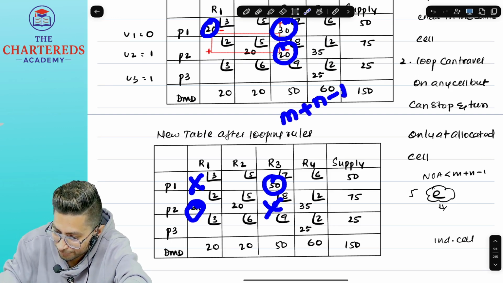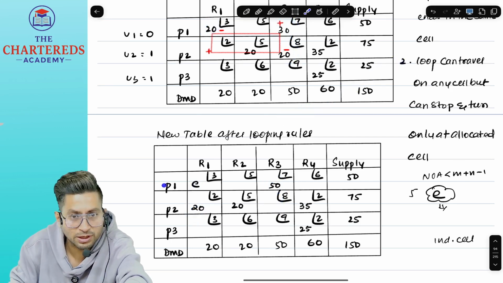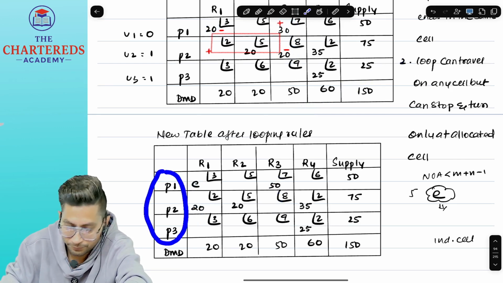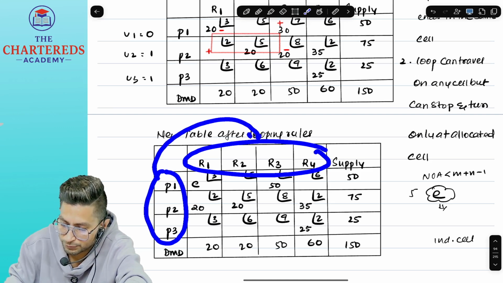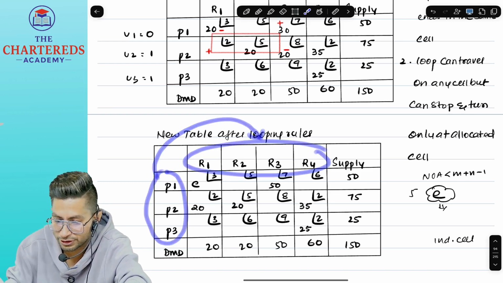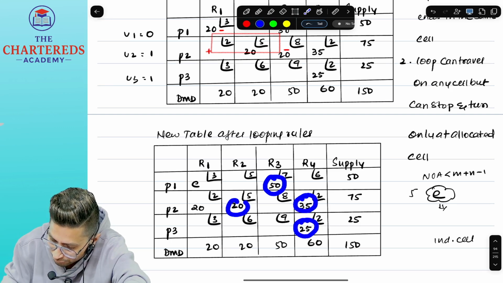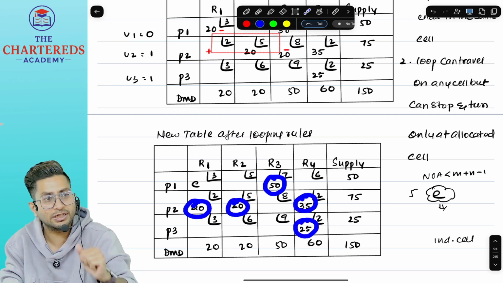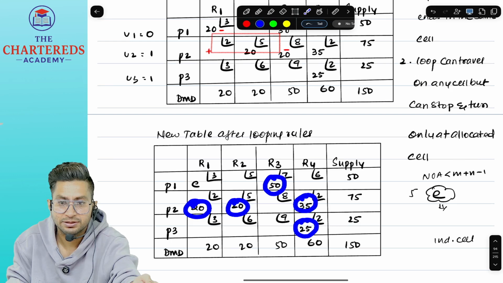M plus n minus 1 should be equal to the number of allocations. M means what? How many are there? N means what? How many are there? 3 plus 4, how much? 7, right? 7 minus 1. How many allocations should come? 1, 2, 3, 4, 5. But we got only that, because allocations are less, now we have to create what?